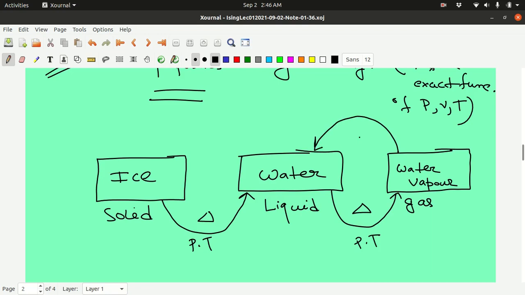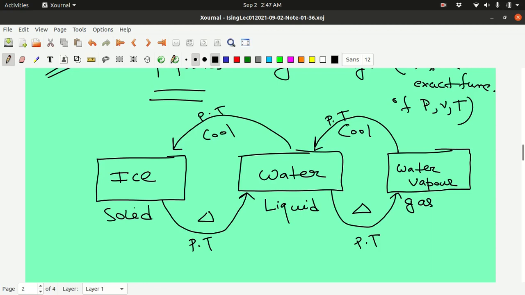So if you cool it, it will go from water vapor to water, and this is also a phase transition. If you cool it further, the water will again become ice, and this is also a phase transition. So this is basically the picture of phase transition. Whenever a phase of matter changes to another phase of matter, a phase transition occurs.